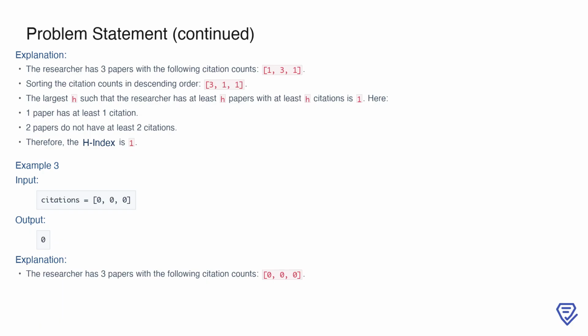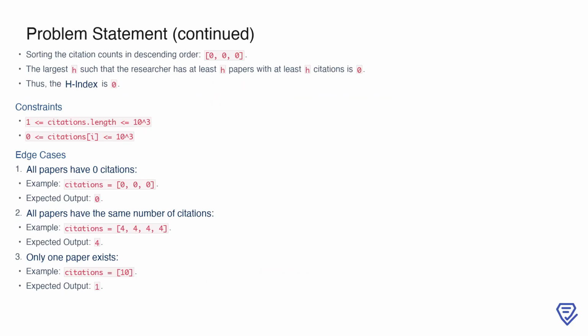Finally, consider the scenario where all papers have no citations. For example, citations equals 0, 0, 0. Here, the researcher has 3 papers, all with citation counts of 0. Sorting the array does not change anything, as it remains 0, 0, 0. To compute the H-index, we look for the largest H such that there are at least H papers with at least H citations. In this case, no paper meets the condition of having at least one citation. Therefore, the H-index is 0.